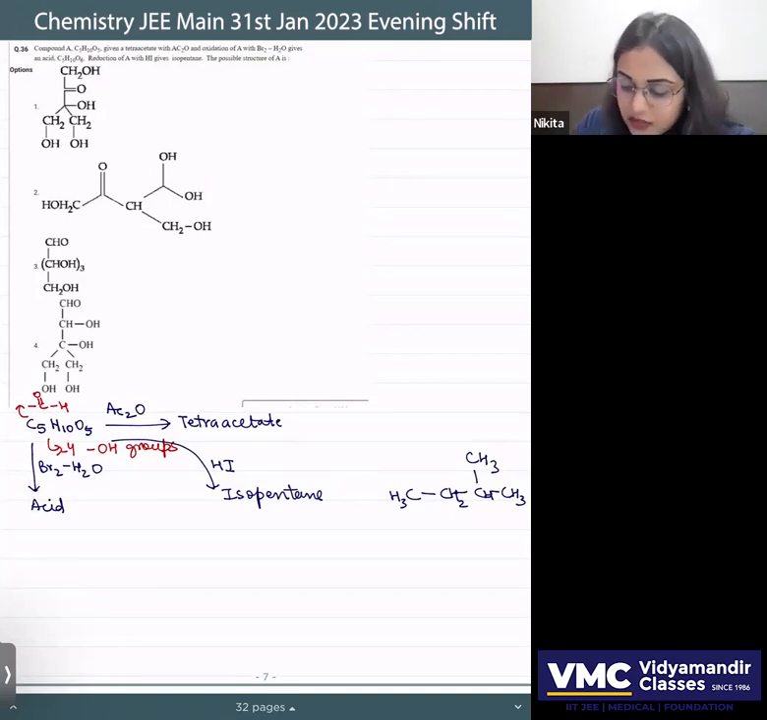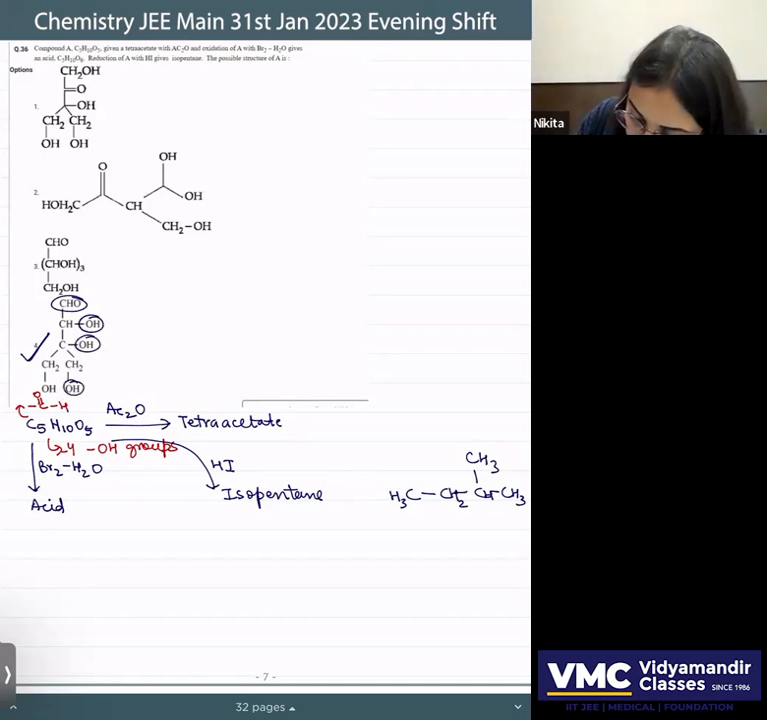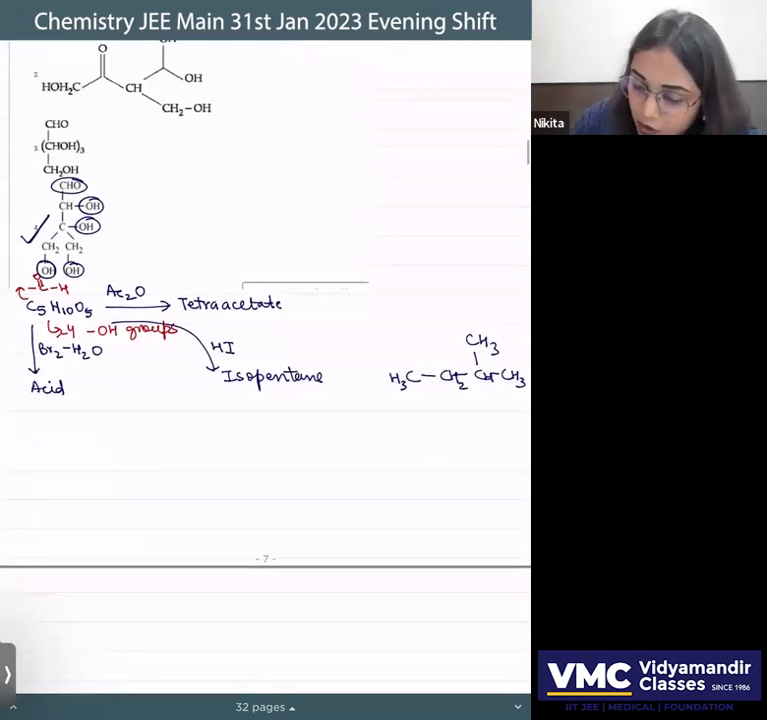If we find these 3 requirements in these 4 options, option 4 is the suitable option, having an aldehyde group, having 4 OH groups, and also it is not a straight chain. On reduction with HI, it will form isopentane. Let's see the products of this compound.